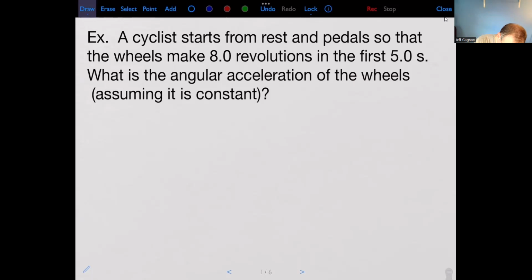I know that the angular displacement, because the wheel makes 8 revolutions, delta theta is going to be 8 revolutions. Now, we might want to actually solve this in terms of radians, so I'm going to convert to radians first. Remember my unit conversion factor is 2 pi radians per 1 revolution. I want to do it that way because I want revolutions to cancel, and then I'll end up in radians. It turns out in this case to be 50.27 radians.